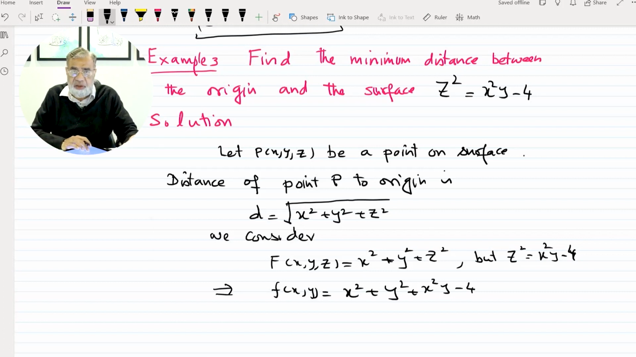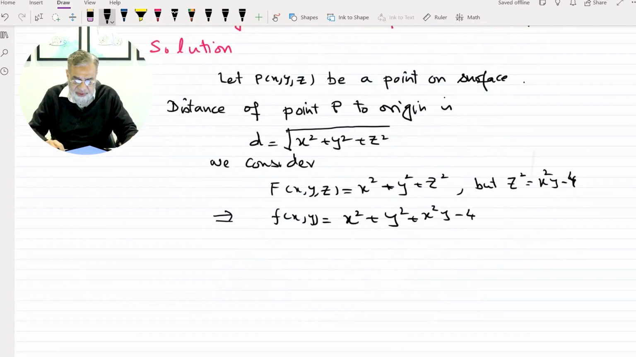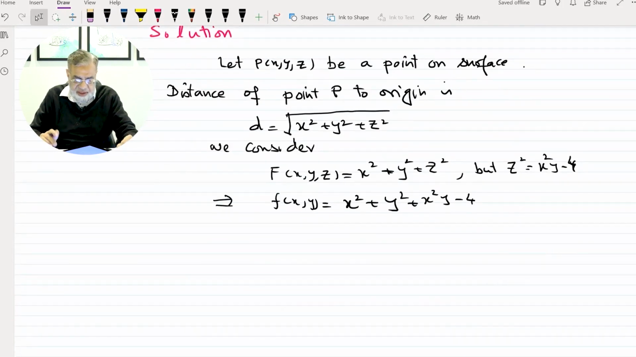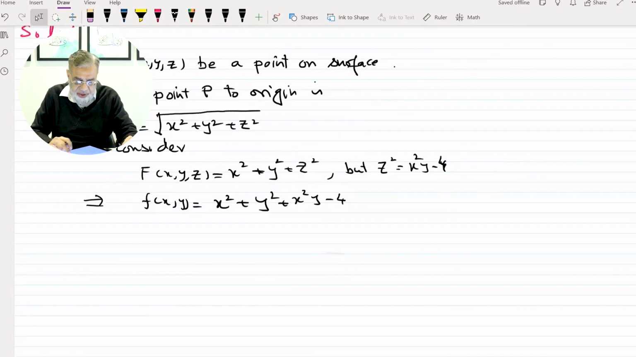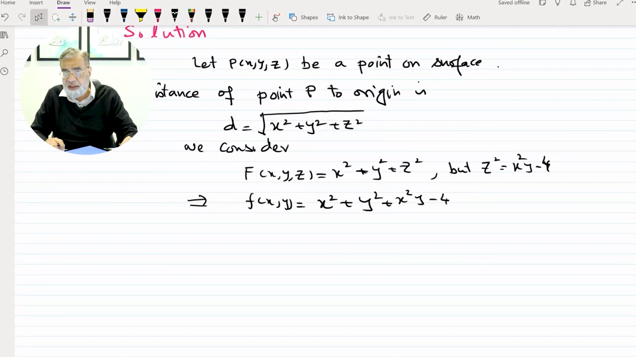Now here is our regular question which we were solving before. We find the critical points, and then we use these critical points to find the discriminant, and the second derivative we use to find the maximum or minimum.